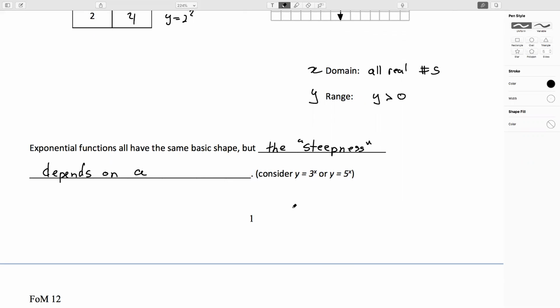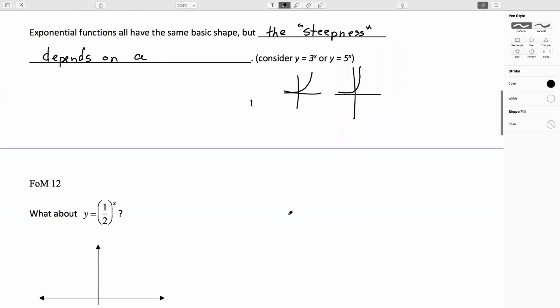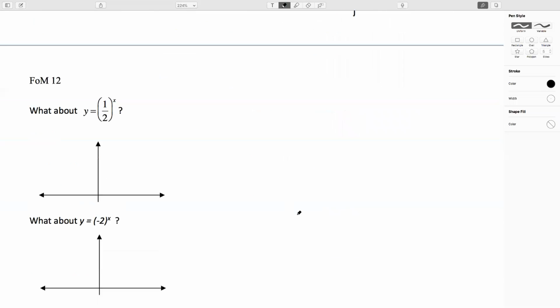For example, 3 to the x, if you plotted it, will maybe look like this, while 5 to the x is going to rise more rapidly, and it will go like that. The larger your base, the faster you will see increases. What about 1/2 to the x? Let's graph this. Let's go to Desmos, let's plot it. Let's see what it looks like. And while we're there, we might as well do -2 to the x.